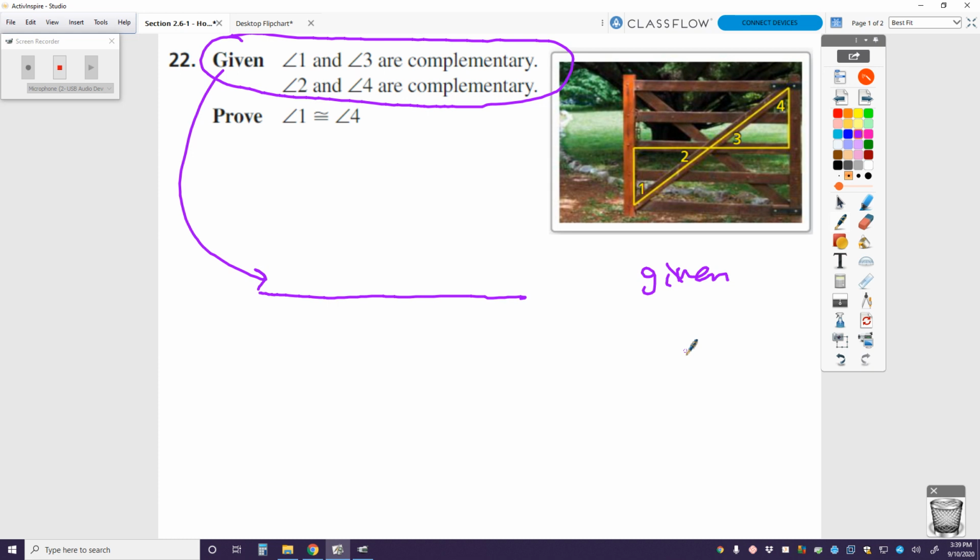Now, I would advise taking that given information if it's something that needs a little bit more doctoring up with. We have a couple vocabulary words, complementary, right? So we need to discuss what does complementary mean to this problem. And so we can go ahead and state that angle 1 and angle 3 we know have to add up to be 90 degrees. And we know that angles 2 and 4 have to add up to be 90 degrees.